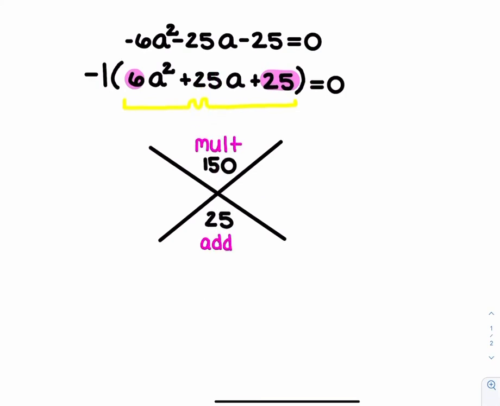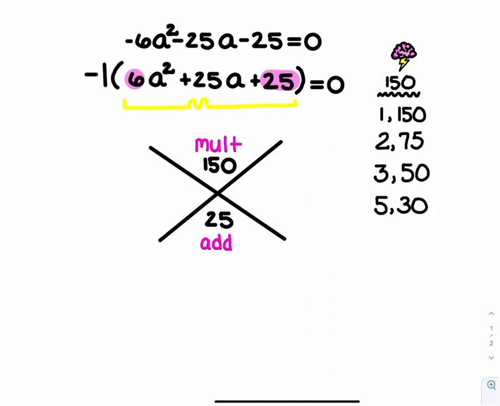We want to think of two numbers that when you multiply them together, you get 150, and when you add them, you get 25. If you're having trouble thinking of these numbers, then brainstorm first all the numbers that multiply together to get 150. Starting with 1 times 150, 2 and 75, 3 and 50. Then we have 5 times 30. We also have 6 times 25. And lastly, 10 times 15.